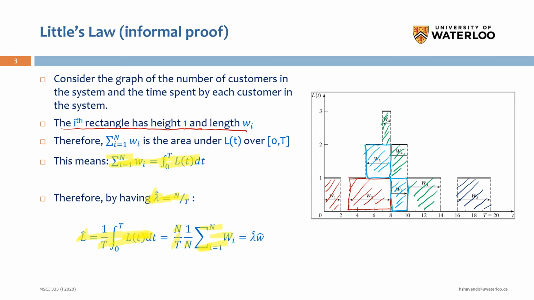So n over T is the lambda hat, and this is the L hat, and this is the W hat, right? So as you see here we have L hat equals lambda hat times W hat, right? So yeah, this is an informal proof for Little's law, okay?